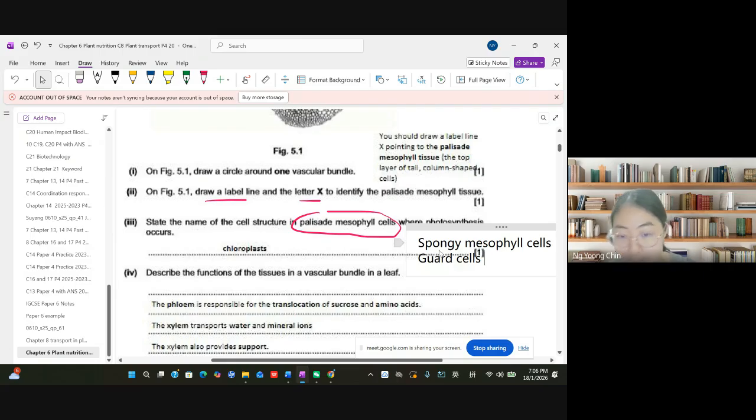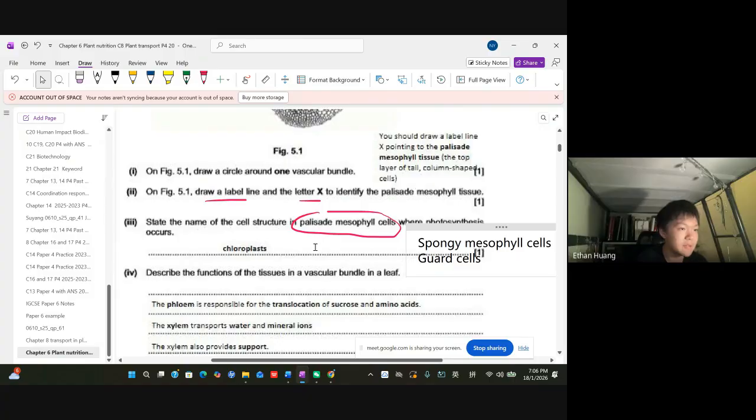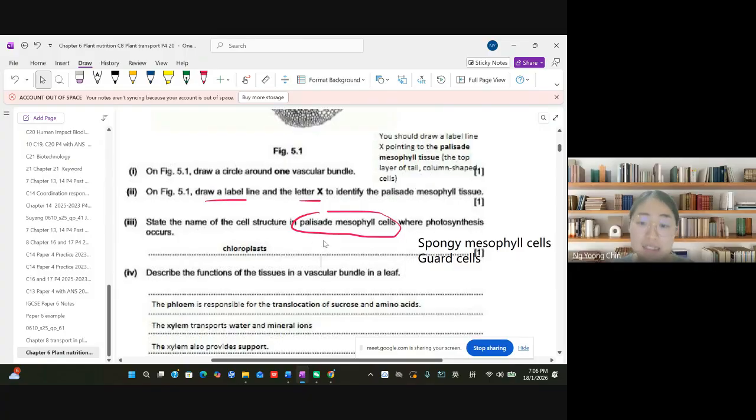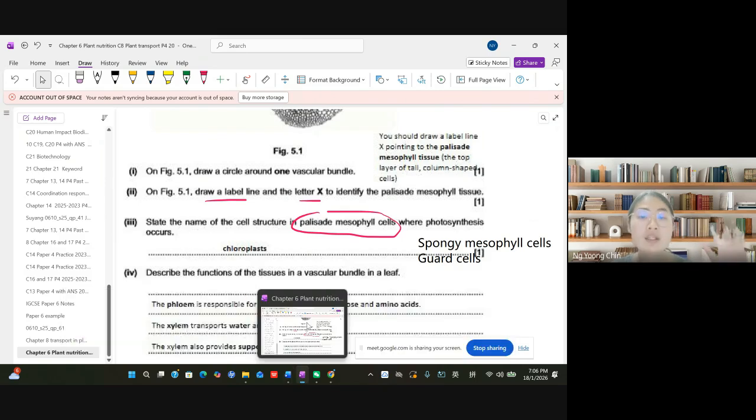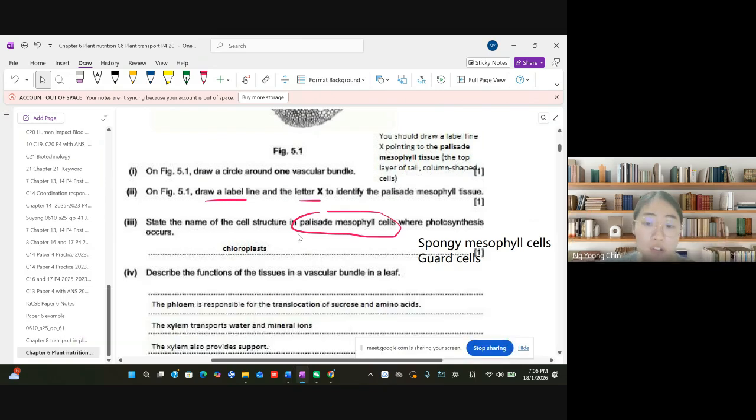What do you think? The palisade mesophyll cell. Yeah, okay, it's the palisade mesophyll cell. And then why does the palisade mesophyll cell consist of the largest amount of chloroplasts? It is due to their structure. You should know how to describe the structure of the palisade mesophyll cell, which is a tall columnar shape, and inside they have a lot of chloroplasts. And for the spongy mesophyll cell, the structure is that they are more loosely arranged, not as tightly packed as in the palisade mesophyll cell.